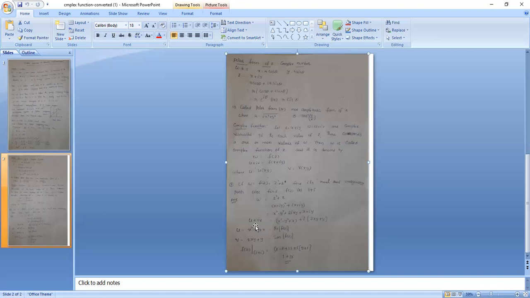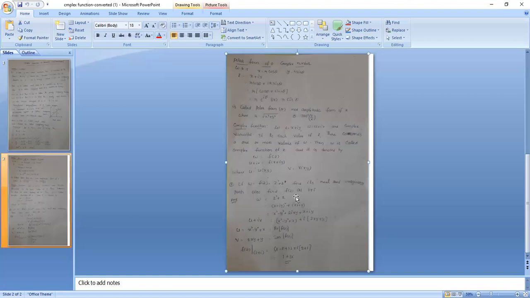Equating with u plus iv, equating the values on the right hand side and left hand side, the real part is u. Here the real part is x square minus y square plus x. So this is the real part of f of z, and the imaginary part on the left hand side is v and on the right hand side is 2xy plus y. This is the imaginary part of f of z. So we have calculated the real and imaginary parts of the given function.